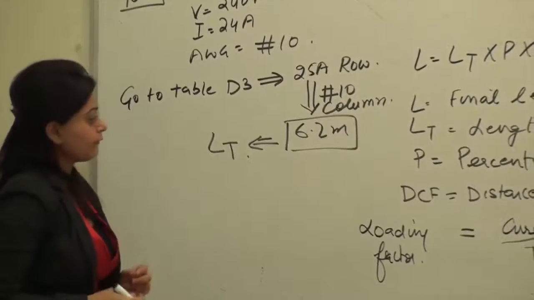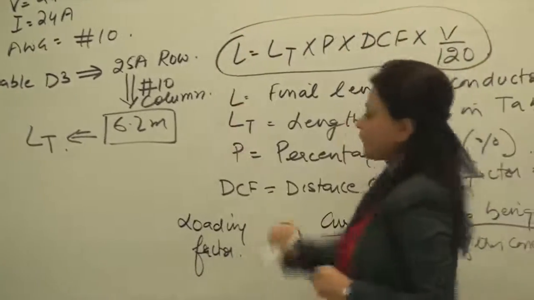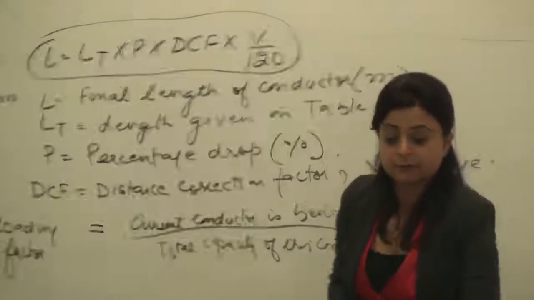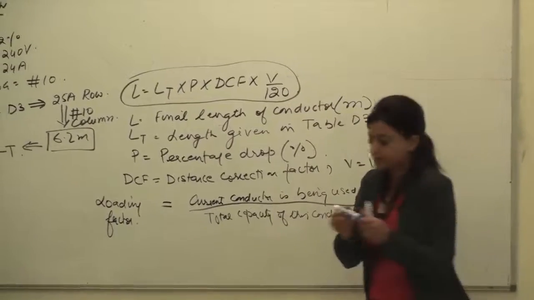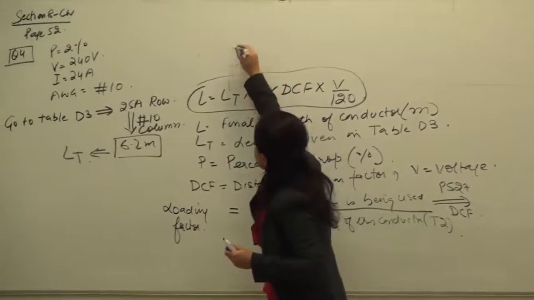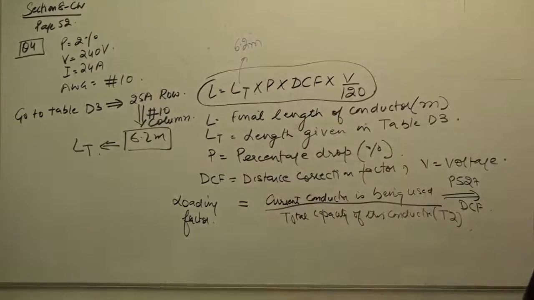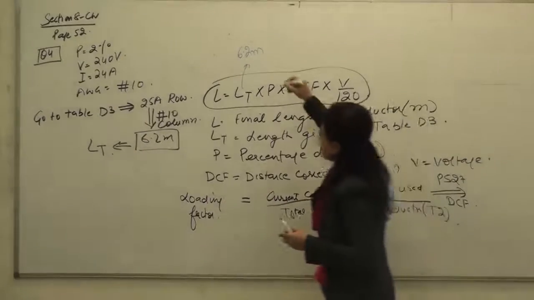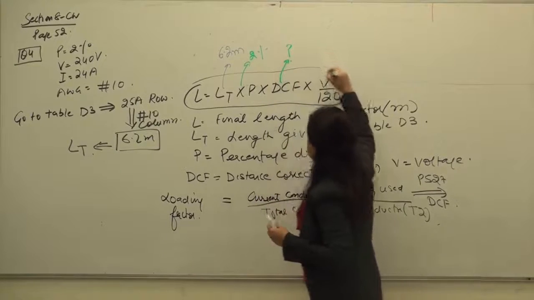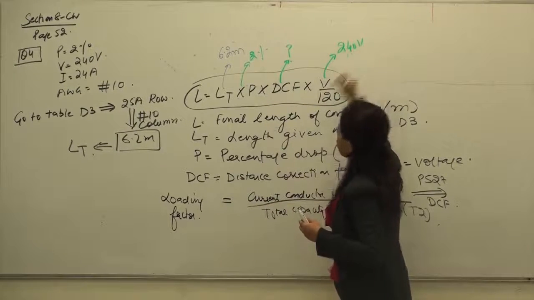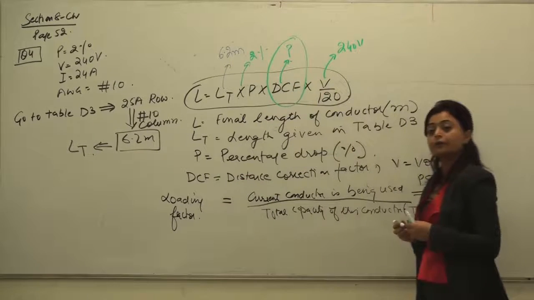So now, if I had to use this formula to do my math, how would I do it? I will plug in the values of whatever I know. So far, I know that LT here is 6.2 meters. Then the value of percentage drop given is what? 2%. Now DCF, I don't know. Voltage, I do know, it's 240 volts, right? So the only thing left for me to find out is the DCF. How do I do it?